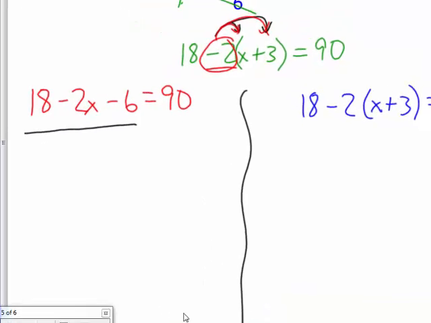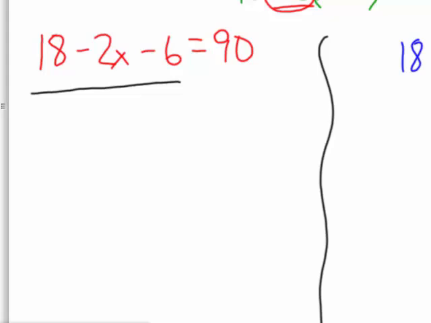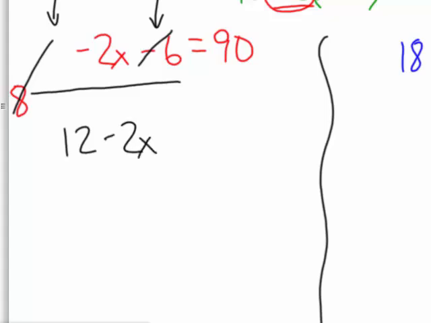So if you notice this left side of the equation, do you have any like terms? Yeah, I have an 18 and a negative 6. Can I combine those two? Sure, what's 18 minus 6? That would give us 12. And then I still have my negative 2x, so I've got to bring that down. And then I bring down my equal sign, and I bring down my 90. Okay, so always simplify when you can.